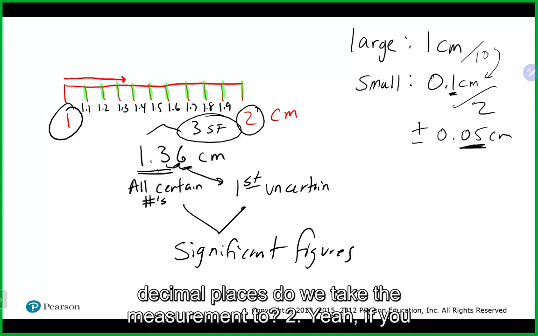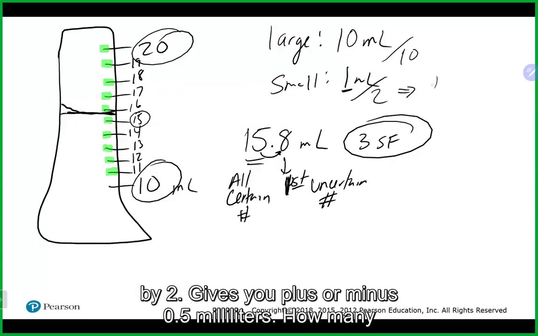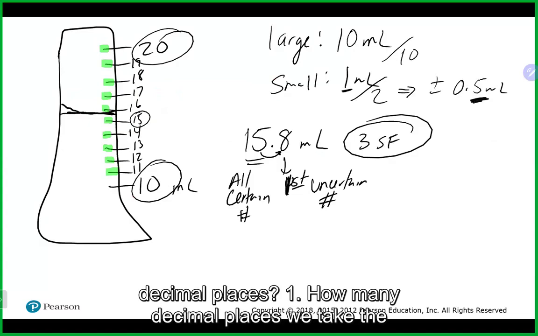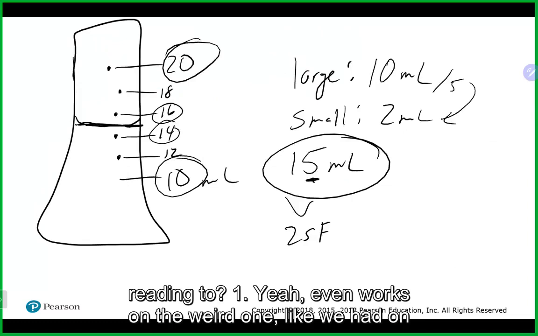How many decimal places do we take the measurement to? 2, yeah? If you take this one, the smallest marking is 1 milliliter divided by 2, which gives you plus or minus 0.5 milliliters. How many decimal places? 1. How many decimal places do we take the reading to? 1, yeah? Even works on the weird one, like we had on the next page.